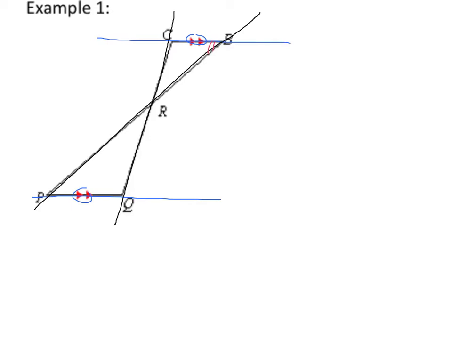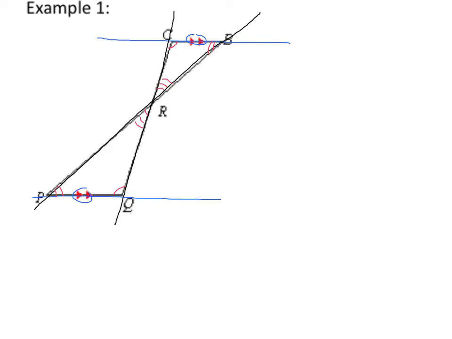angle B right there will be equal to angle P right there. Those are called alternate interior angles, and they are equal in measure. That would mean that angle C and Q are also equal in measure. And angle R is the same angle in both directions, and when you have two lines crossing, those are called opposite angles or vertical angles, and they are also equal.